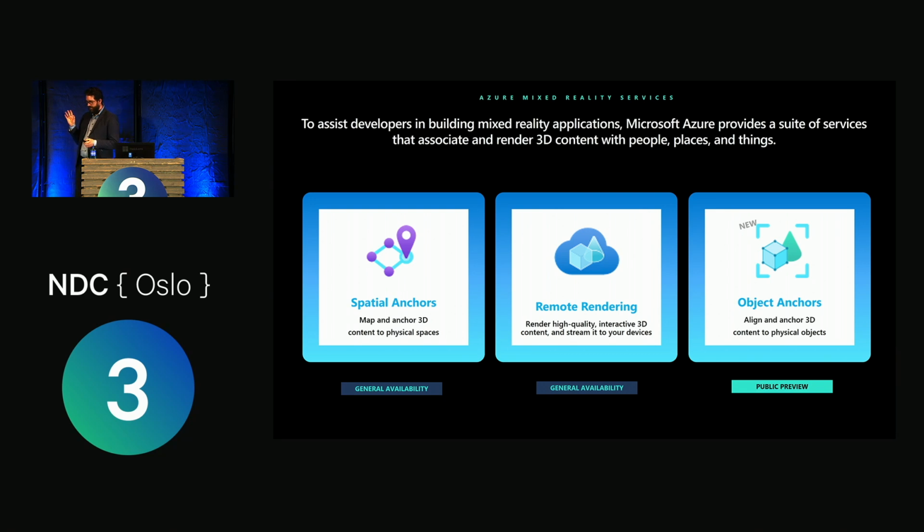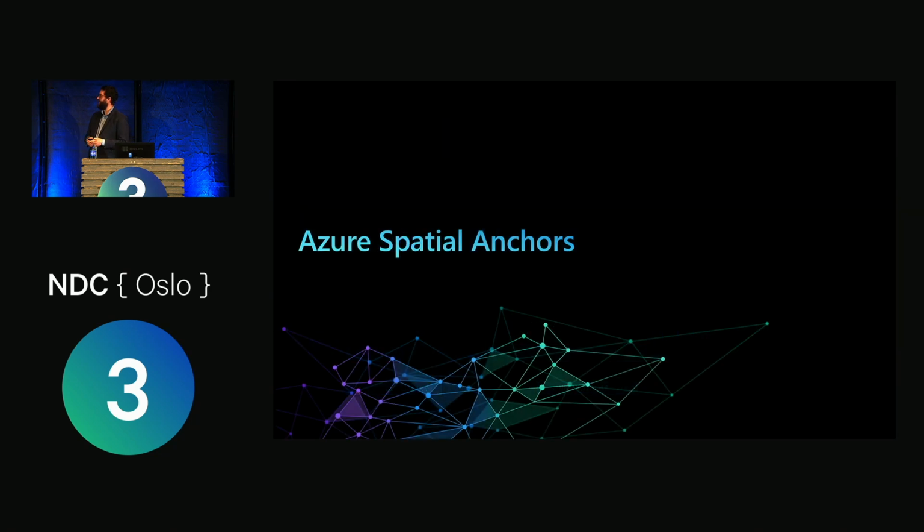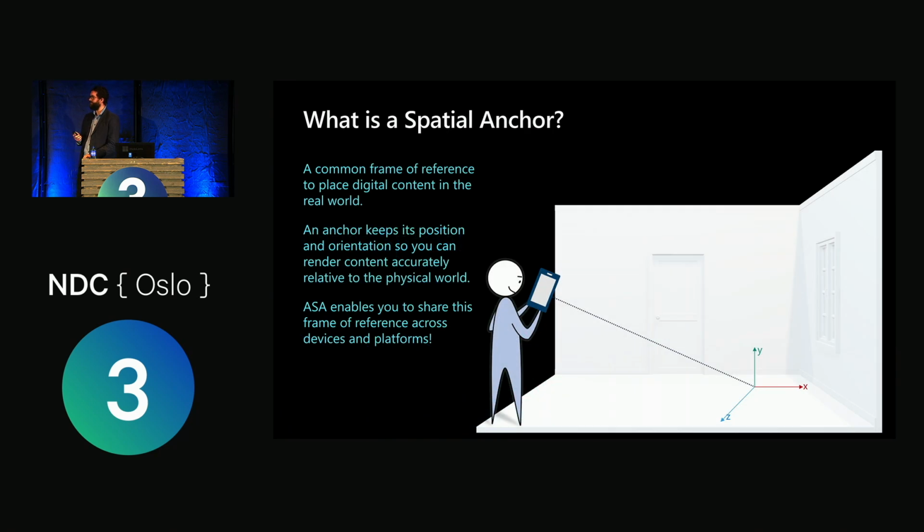So there's 3 services: spatial anchors, remote rendering, and object anchors. I'm going to talk about spatial anchors first. And this is very important to the anchoring problem for mixed reality. So a spatial anchor, like we talked about, it's a point, an unmovable point in the real world, 2 meters from that wall, 1 meter from that wall.